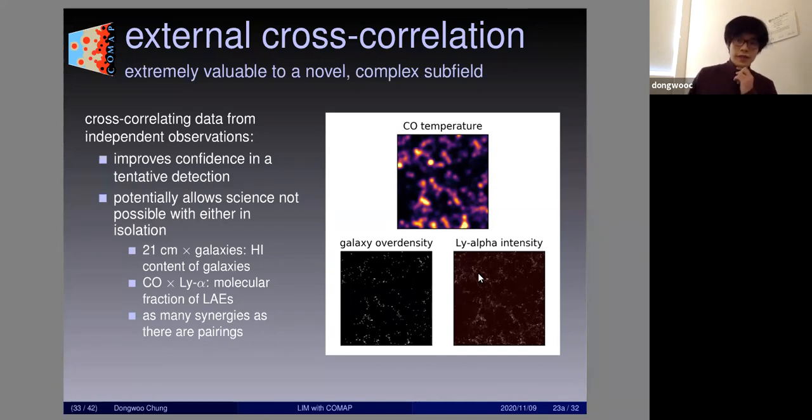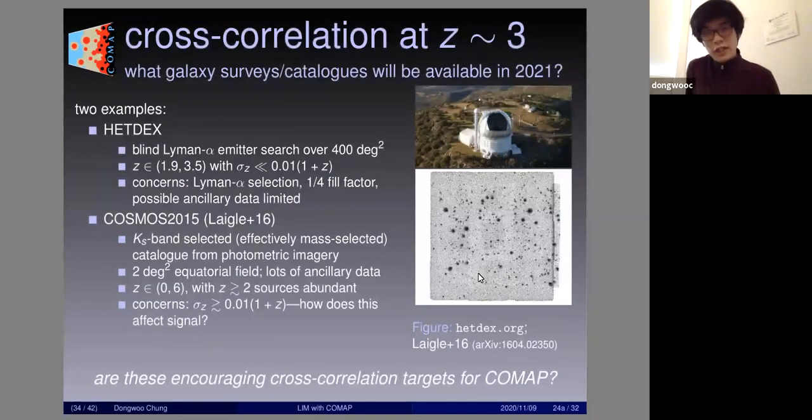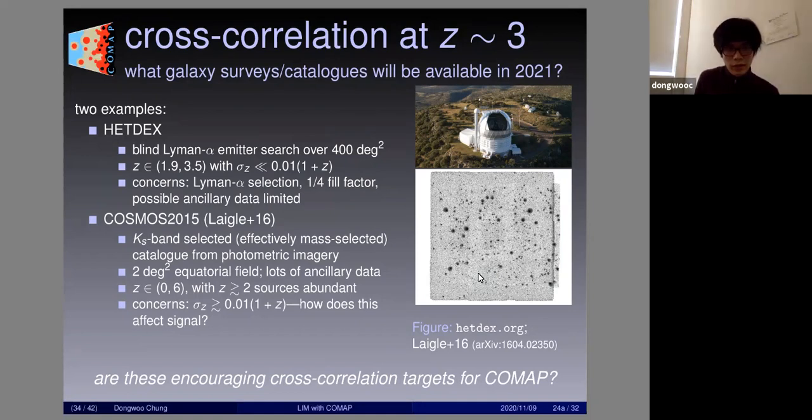So then the question, right, is if we agree that cross-correlation is a very valuable thing for CO map, what do we cross-correlate against? What's going to be available at the end of the 2-year observing campaign, which is going to be next year? What's going to be available to cross-correlate against? And so there are two examples I'll discuss here very briefly, one of which is HEDDEX. This is probably something you've heard about because it's been a long time coming.